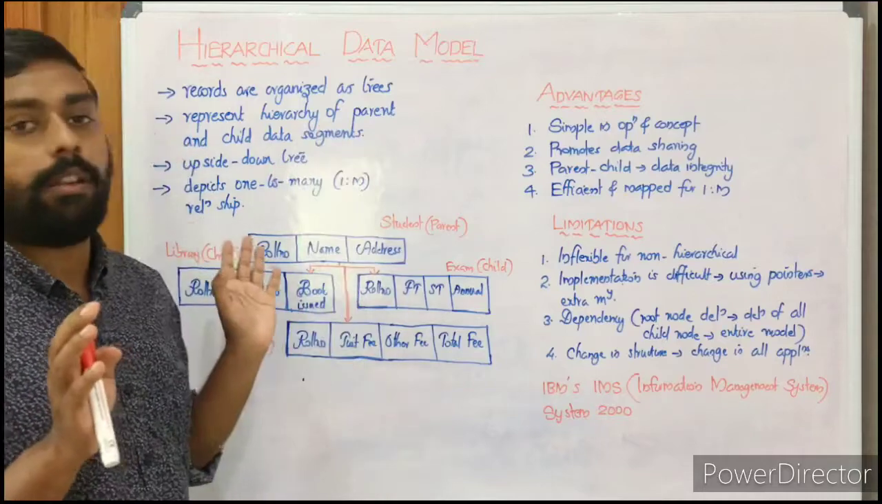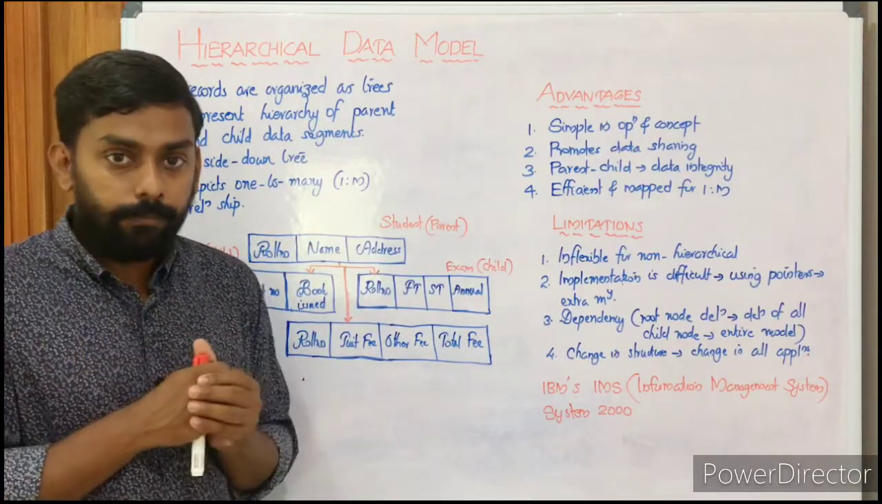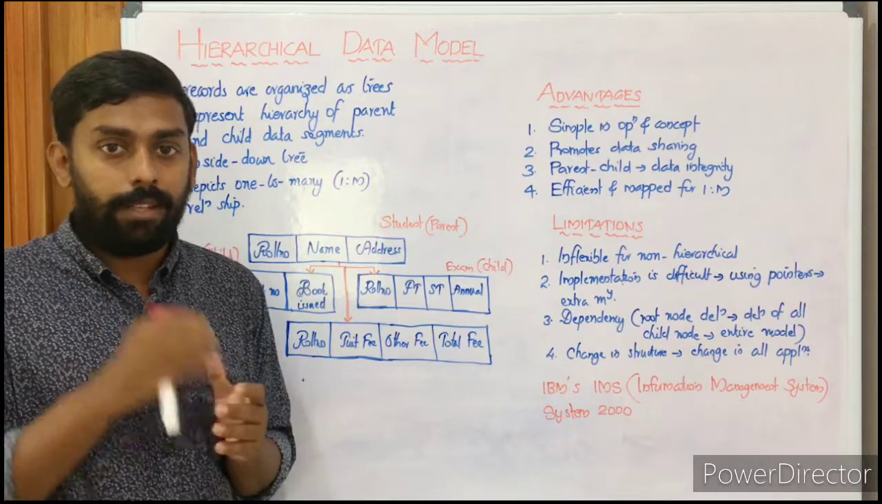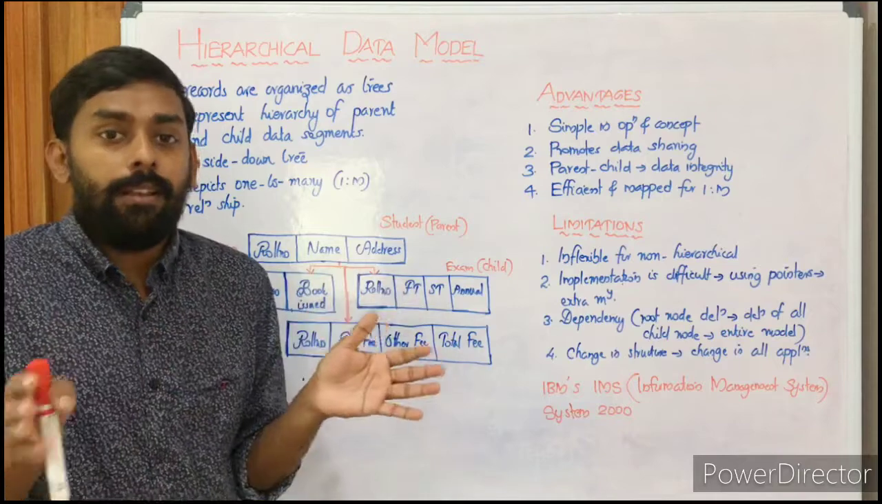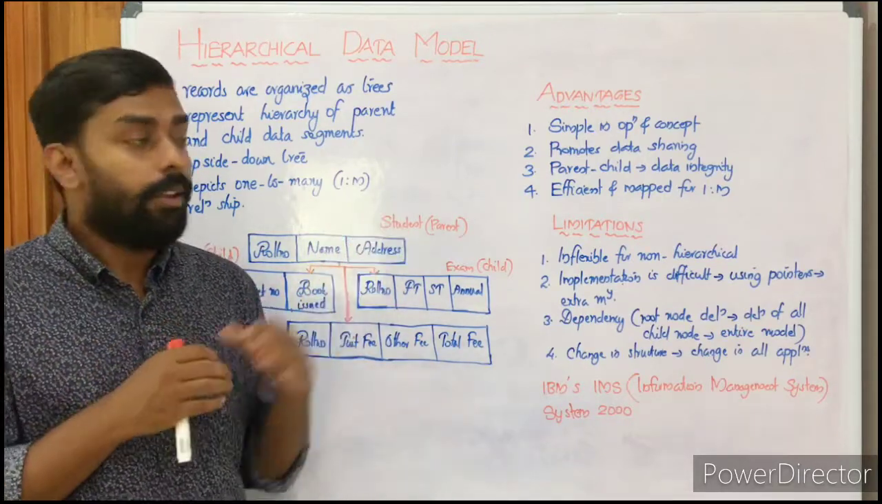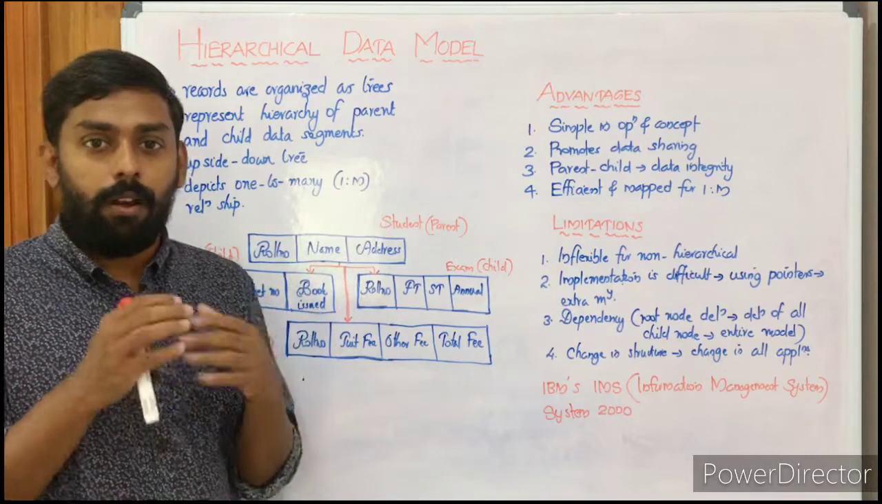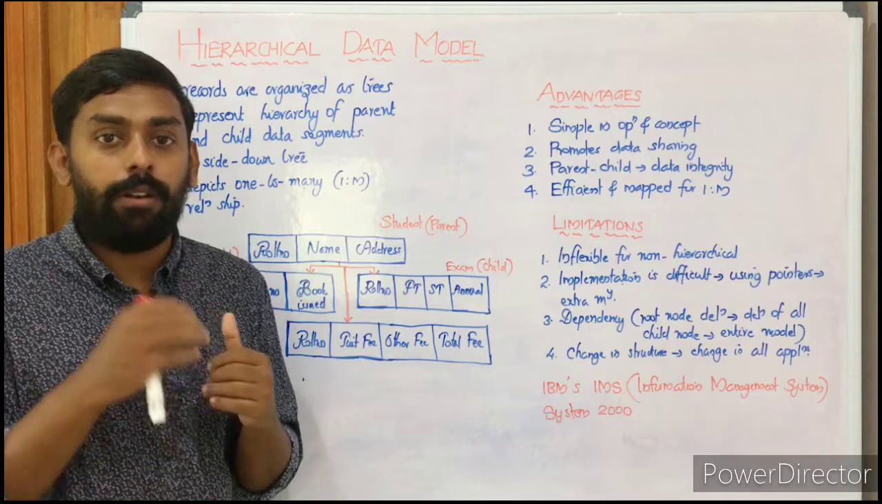Then besides the hierarchical data model, we have two more data models: network and relational. That is what we are going to use in our +2 syllabus, and the most commonly used data model is of course the relational data model. So this is all for the time being, and we can cover the network and relational data models in our next class.